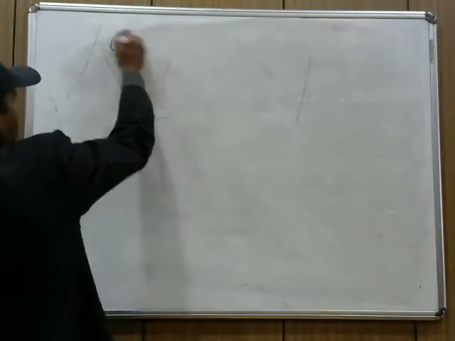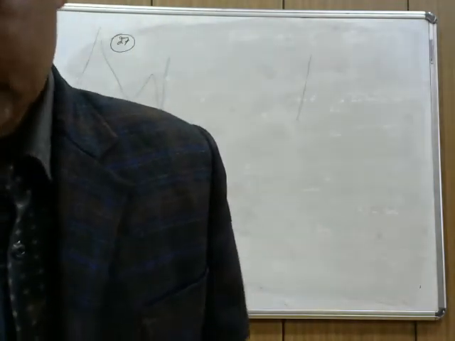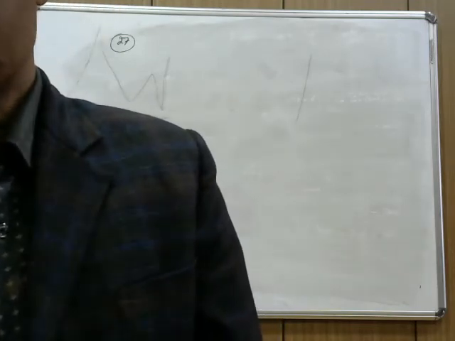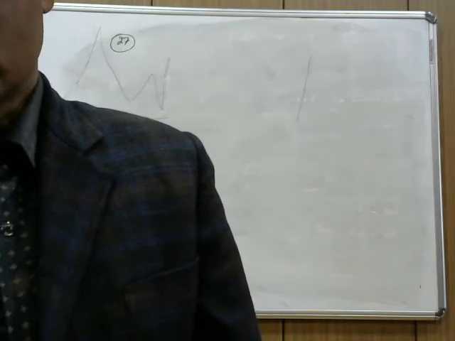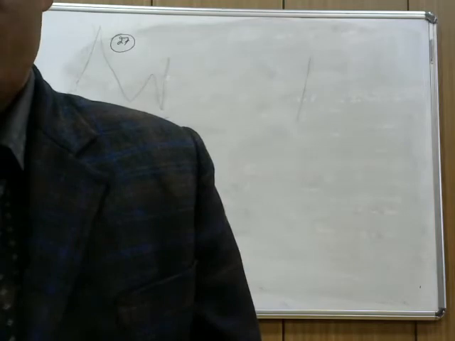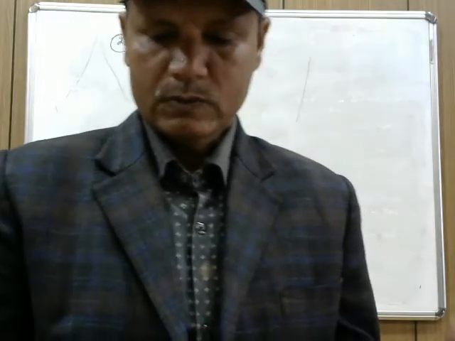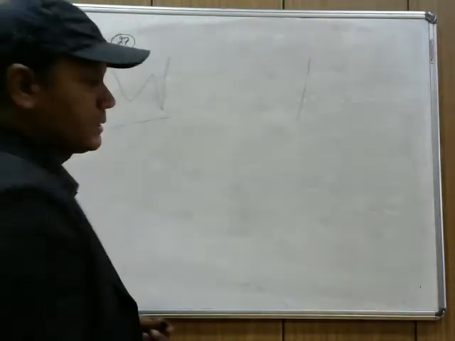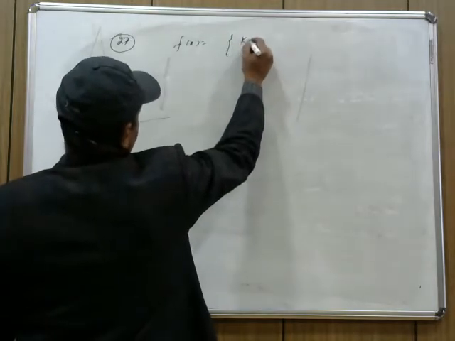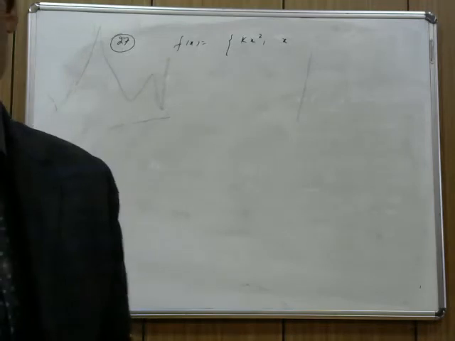From 26 to 29, it is given that the given function is continuous at a particular point, then find the missing value. In the question number 26, you are asked to find the value of k. In 27 also k, 28 and 29 you are asked to find the value of k. In the question number 27 we have f of x is equal to kx square.